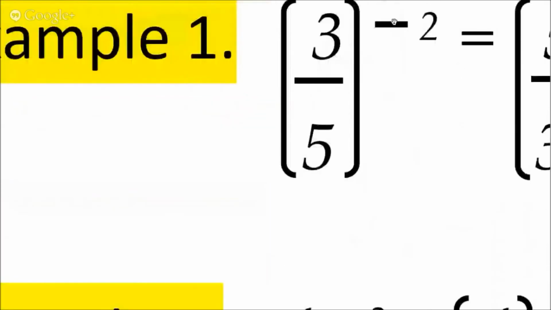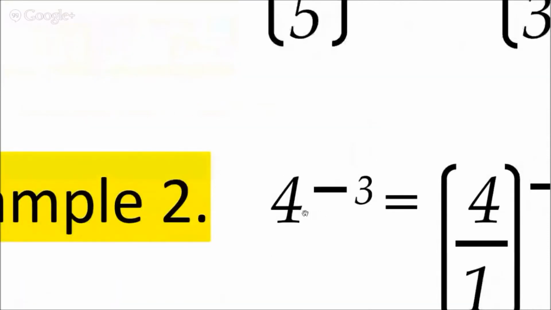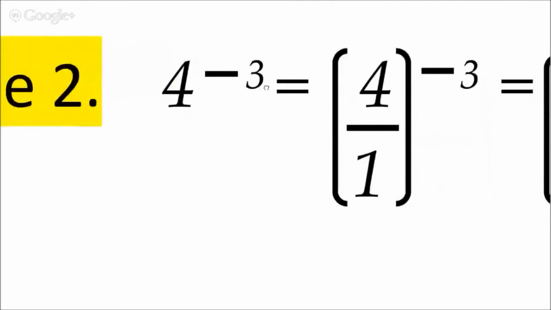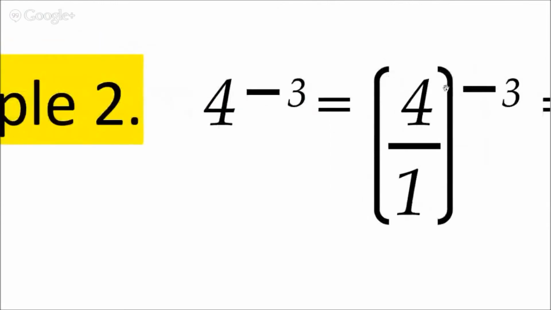Now let's go to our second example, where we've got 4 to the power minus 3. Before, we had a fraction to the power of some negative number. Now we've got 4, a plain whole number, to the power minus 3 in this case. Okay, so what do you do? Well, we turn that 4 into 4 over 1. Why? Because the whole point of negative powers is to turn fractions upside down, and if 4 is not a fraction, what do you do? Well, we turn it into a fraction.